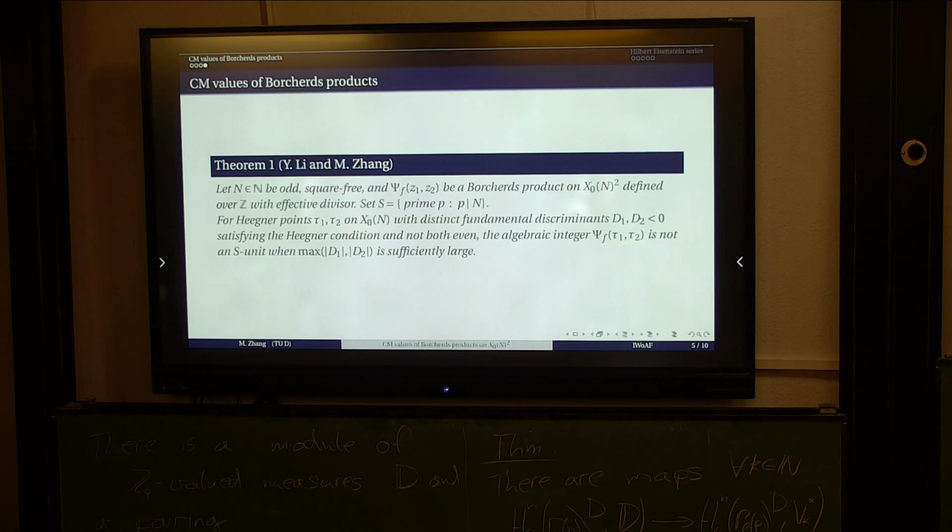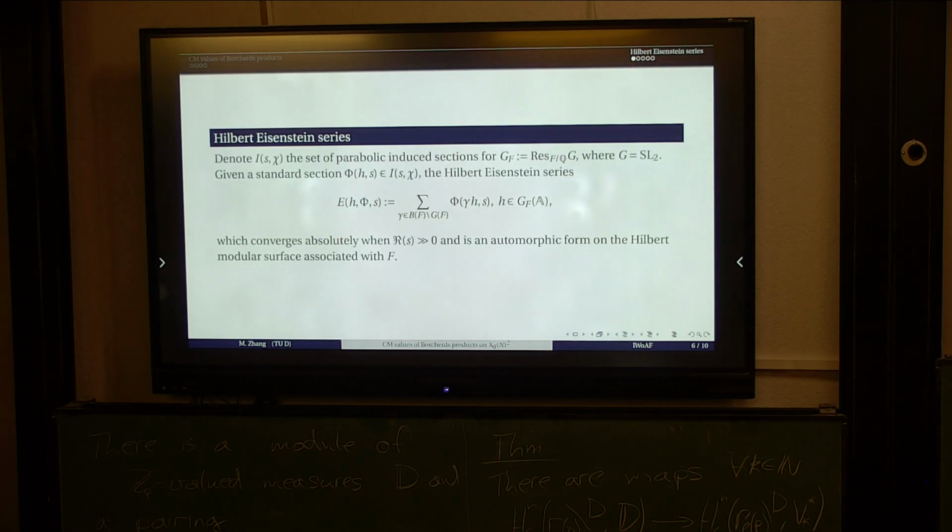The main idea of the proof is to realize Hilbert Eisenstein series as the Doi-Naganuma lift of elliptic Eisenstein series. So let I(s, chi) be the principal series for the restriction of SL2 from F to Q. Given a standard section Phi in the principal series, the Hilbert Eisenstein series E is the average sum of Phi under the action of GF quotient BF. So it converges absolutely when the real part of s is sufficiently large, and of course is a Hilbert modular form.